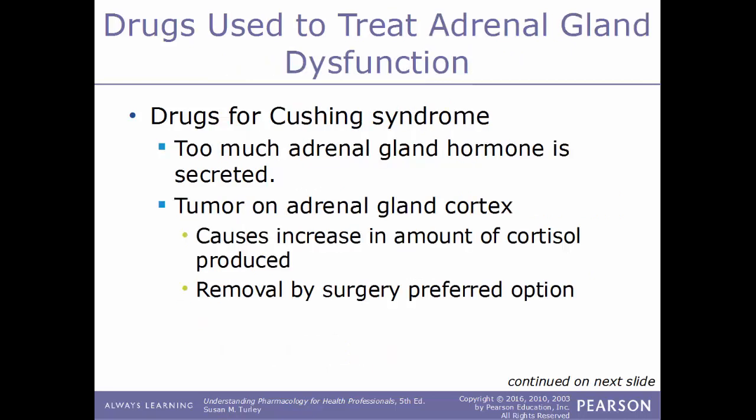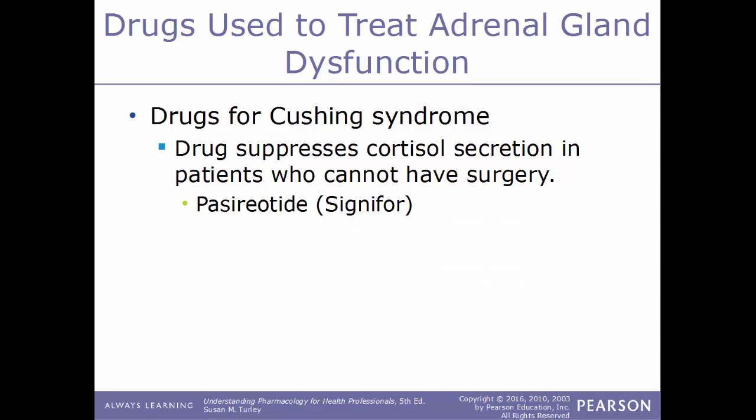Now we'll talk about drugs that are used to treat dysfunction of the adrenal glands. One condition that can arise from adrenal gland dysfunction is Cushing syndrome. This is where you have too much adrenal gland hormone being secreted, and it's usually caused by a tumor on the adrenal gland cortex. This causes an increased amount of cortisol being produced, which over time can become very serious. The preferred option for treatment is having the tumor removed surgically. Drugs that are used to help treat Cushing syndrome suppress cortisol secretion in patients who cannot have surgery. An example of this kind of drug would be pasireotide, also known by the name Signifor.